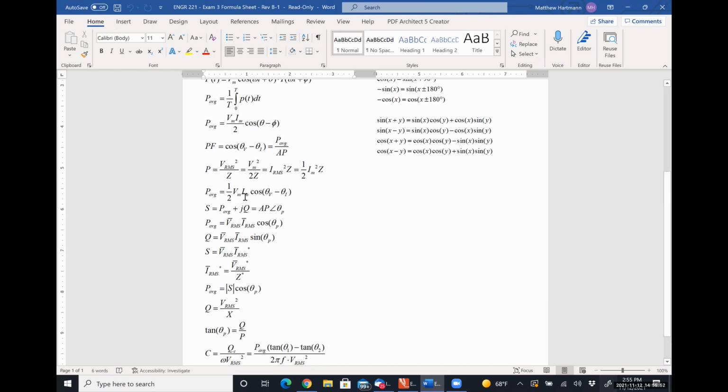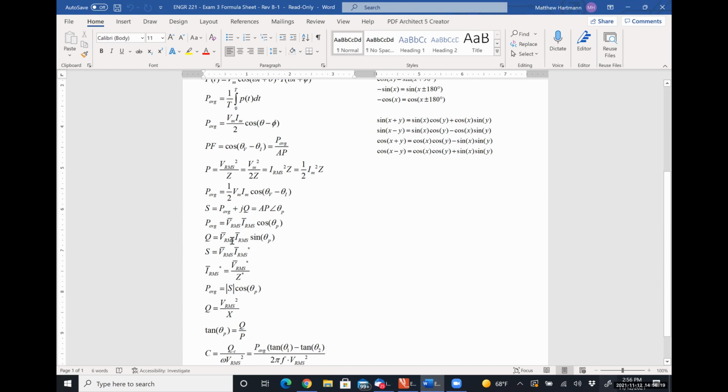We have average power given literally yet again, for whatever reason. And then this is your power triangle relationship. Complex power is equal to average power plus reactive power in rectangular form, and apparent power angle, power factor angle in polar form.